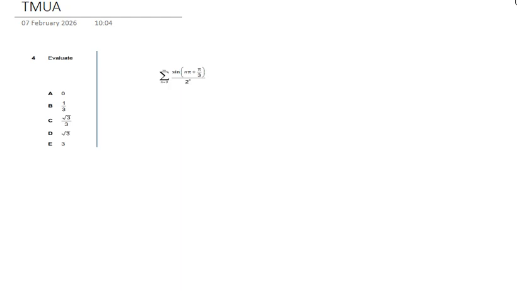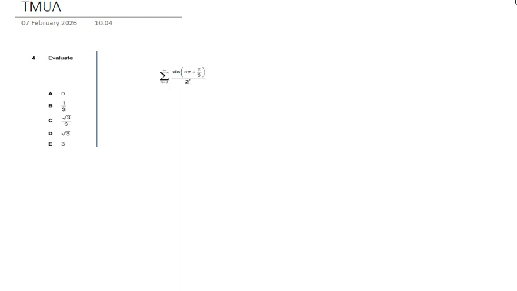Hello everyone. Today we are solving a high quality TMUA problem that looks complicated at first glance but actually becomes very simple if you think in the right direction. Now this is exactly what TMUA tests. Can you simplify a complex expression? Can you recognize the patterns quickly? Can you avoid the unnecessary calculations?